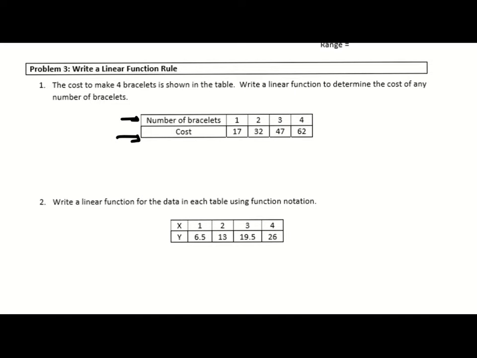So our equation of the line, y equals 15x plus 2. So if you take a look at our next example, we're going to write a linear function for the data in the table using function notation. Notice how this time it said we need to use function notation.